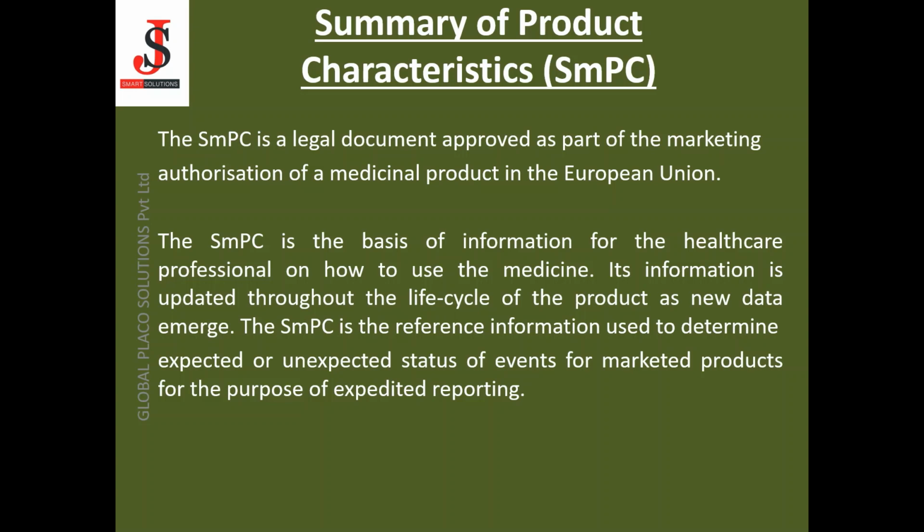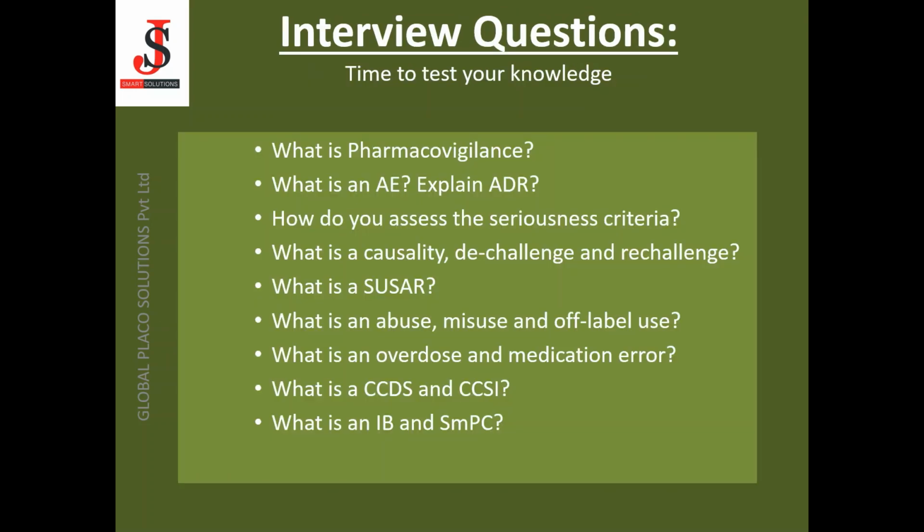The SmPC is the reference information used to determine expected or unexpected status of events for marketed products for the purpose of expedited reporting. I told you before about expectedness and unexpectedness. Whatever events are listed in this SmPC document will be a listed event or expected event. If it is not listed, then it will be an unlisted or unexpected event. So we have completed all the terms and terminologies.